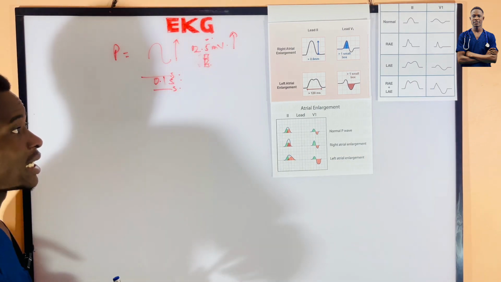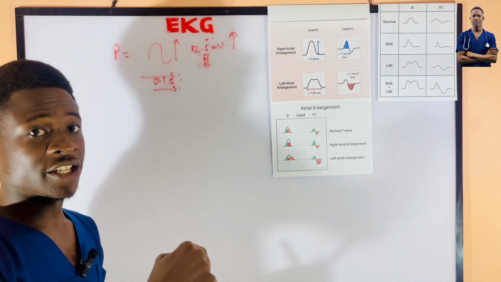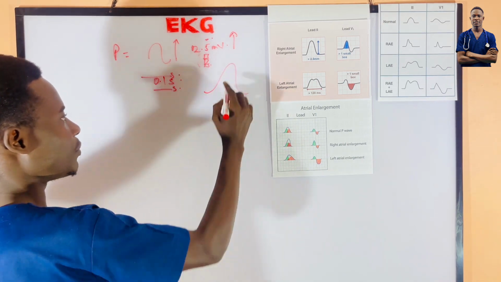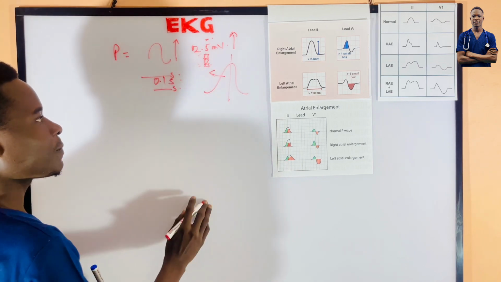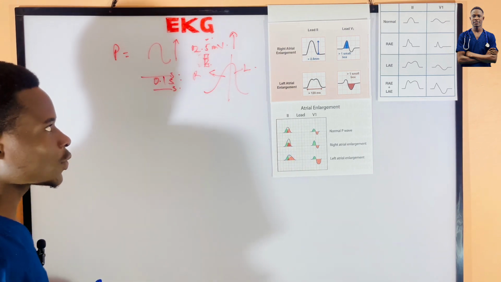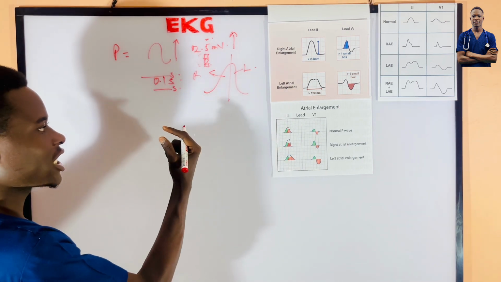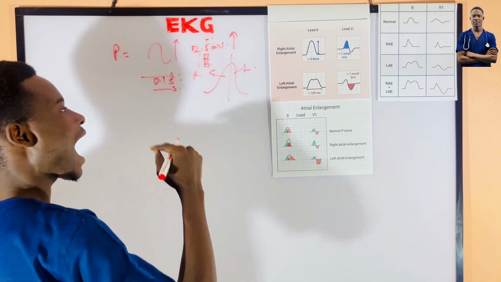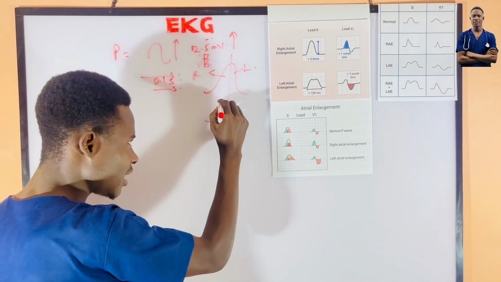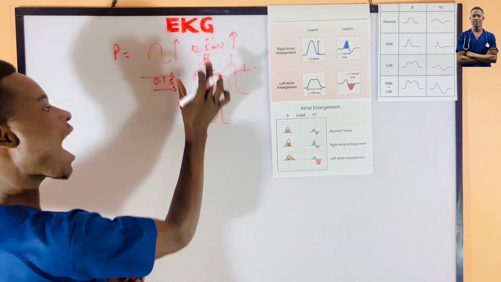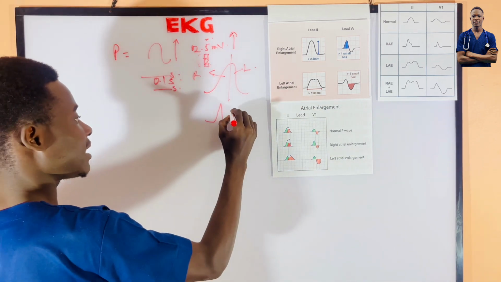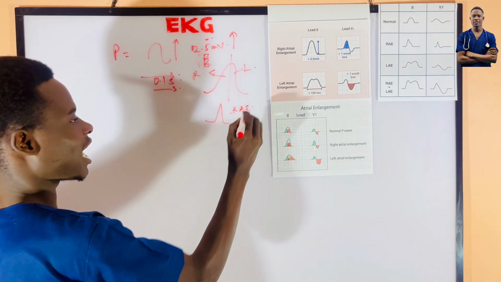How are you going to know that this enlargement is a right atrial enlargement, or this is a left atrial enlargement? When you take the P wave, this part represents the right and this part represents the left. So actually, the right atrial enlargement can be identified using the height of the P wave. So if you take a P wave and the P wave has increased in height more than 2.5 boxes, we say there is a right atrial enlargement.